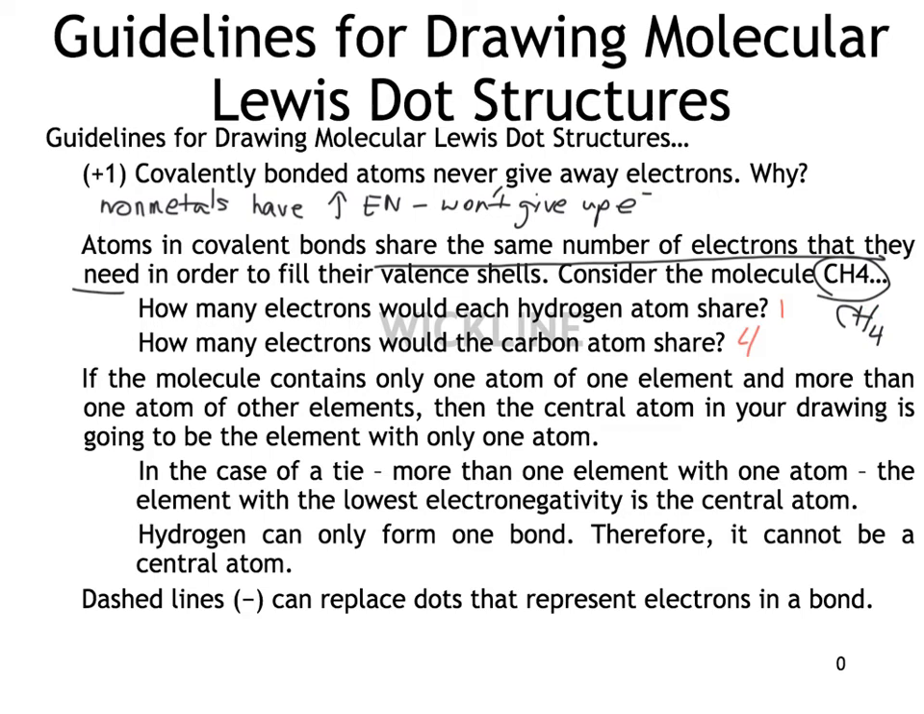And if you have the case of a tie, where there's more than 1 element that only has 1 atom, then you need to choose the element with the lowest electronegativity, and that will be the central atom. So I'm going to circle that because it's definitely a detail. It won't come up much, but you'll be happy you remembered it when it does come up.